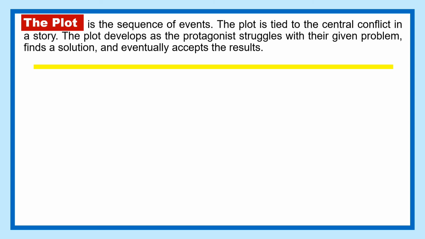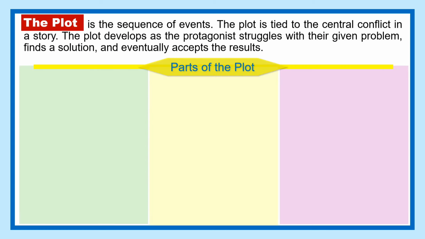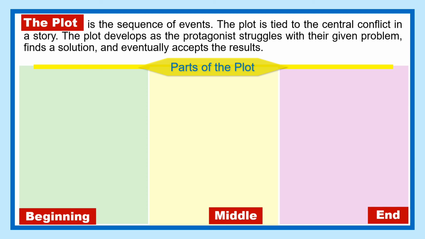Let's focus on the plot of the story. The plot is the sequence of events. The plot is tied to the central conflict in a story. The plot develops as the protagonist struggles with their given problem, finds a solution, and eventually accepts the results. Here are the parts of the plot. We are going to divide it into 3 parts. We have the beginning, middle, and the end.